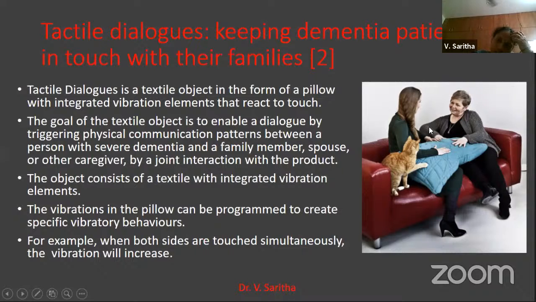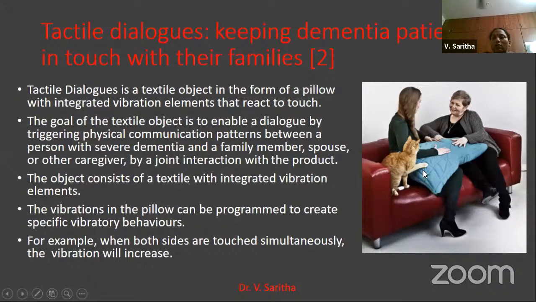That is nothing but you can see these two people sitting on a sofa with a pillow in their lap. So this old lady is a dementia patient actually, and she wants to communicate something to the others. So what happens is she is able to communicate with this lady using this pillow. Based on how many times she touches this pillow, and the vibrations, this lady is able to understand what she is telling.